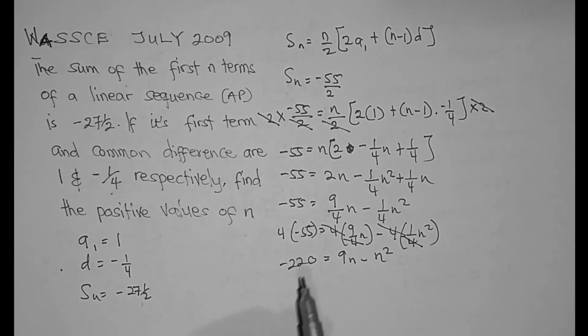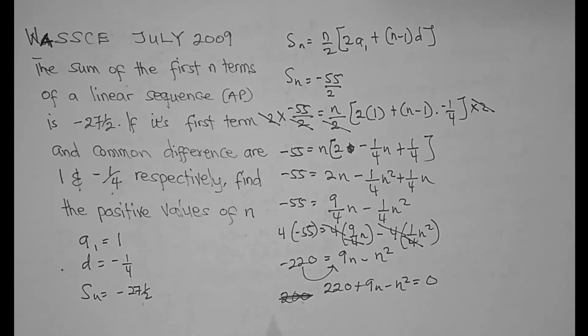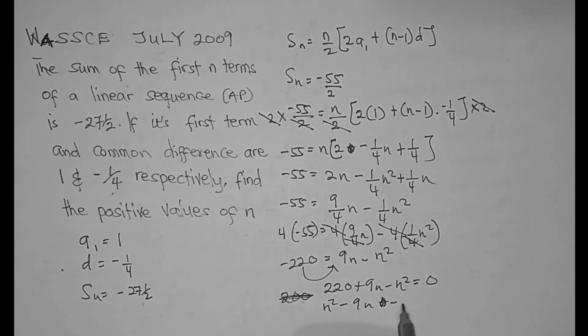n squared. So let's bring the minus 220 to the side. So it becomes 220. So this becomes 220 plus 9n minus n squared is equal to 0. So let's multiply through by minus 1. So it becomes n squared, then minus 9n minus 220 is equal to 0.